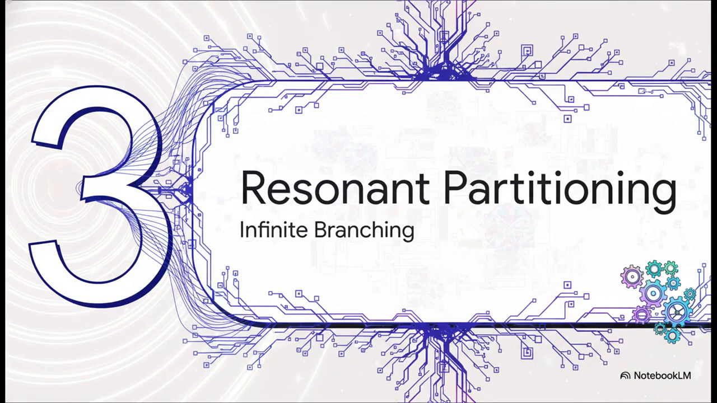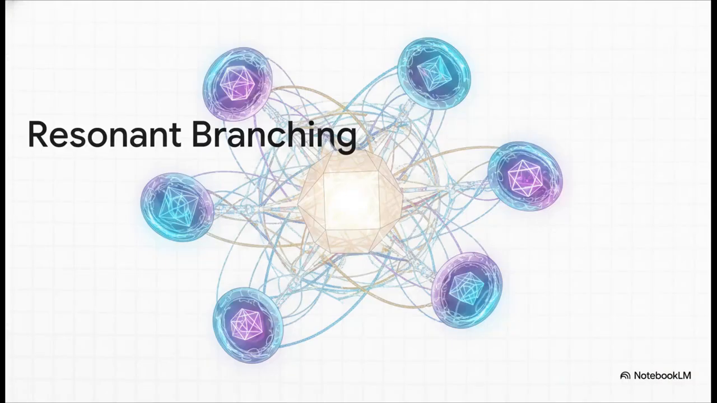So how on earth do we run thousands of systems simultaneously on this architecture? That brings us to Section 3, Resonant Frequency Partitioning, Infinite Branching. In legacy virtualization, you know the drill. You build rigid memory walls between virtual machines. Well, we don't do that. We use isolation by resonance.